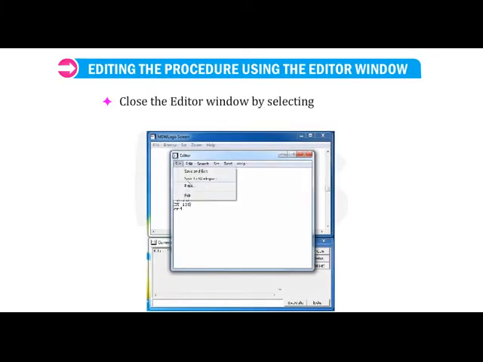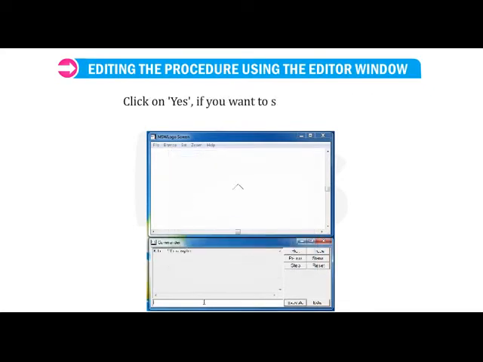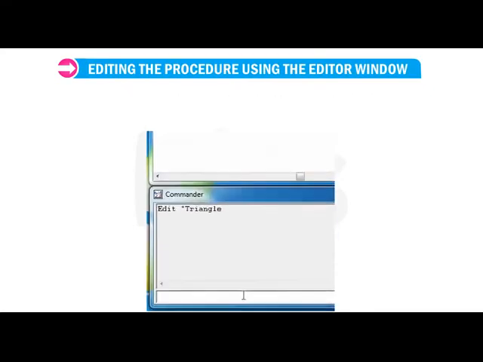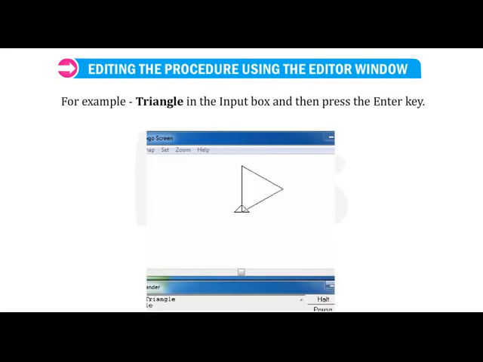Close the editor window by selecting File, then go to Exit. Click on Yes if you want to save the changes. It will save the contents to Workspace. To run the procedure, type the procedure name, for example, triangle, in the input box and then press the Enter key.